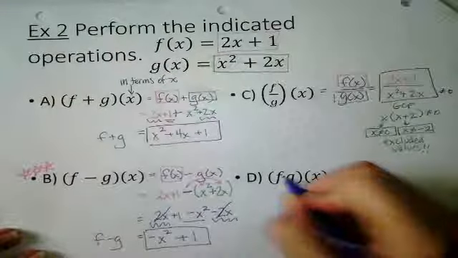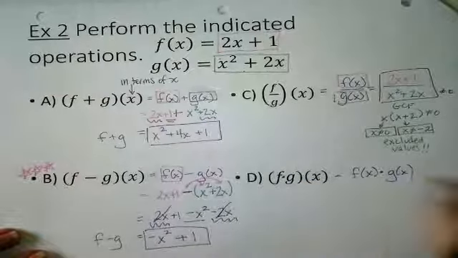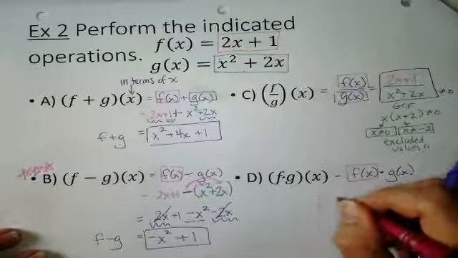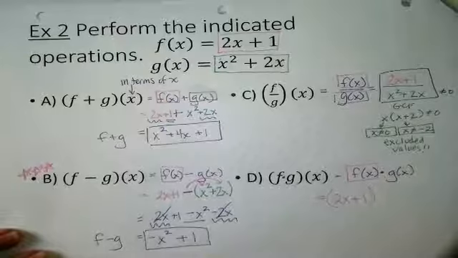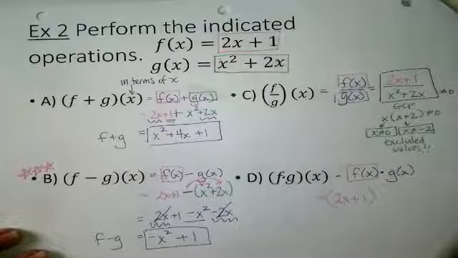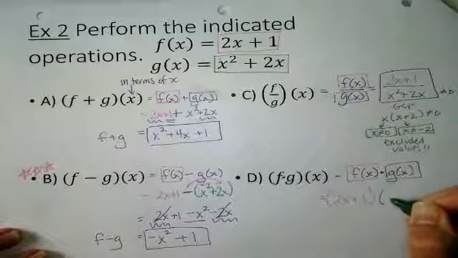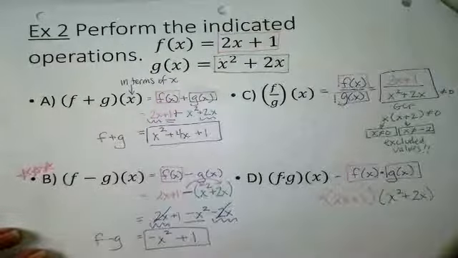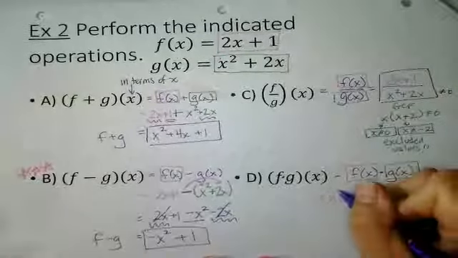Here we have f times g. Well, that just means f of x times g of x. And so in place of the f of x, we have 2x plus 1. And this is the whole function. So I want to make sure that I put parentheses around it. And that's going to be times the g of x function. So again, the whole g of x function has many terms. And so we want to make sure that we remember we have to multiply all of it. So this is a big distribute.